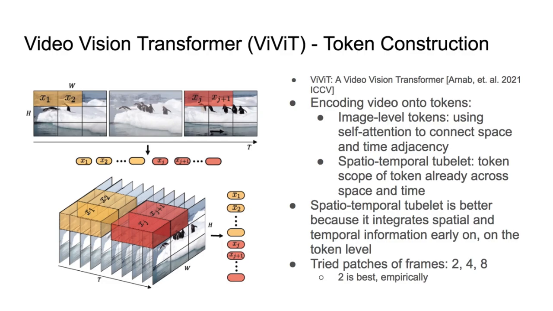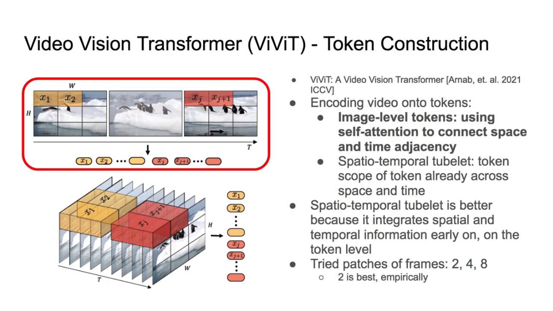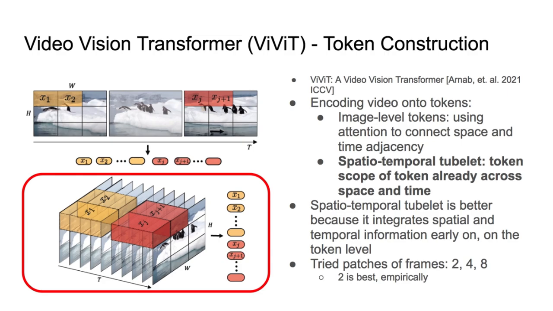Now, the ViViT Vision Video Transformer model creates spatiotemporal encoding that accounts for region token relationship within an image and the same position within different frames. There are two ways of doing this. One is image level token that forces self-attention to forge relationship between pertinent tokens both in space and time. Another is spatiotemporal tubelet where the scope of each token already encompasses information across space and time.